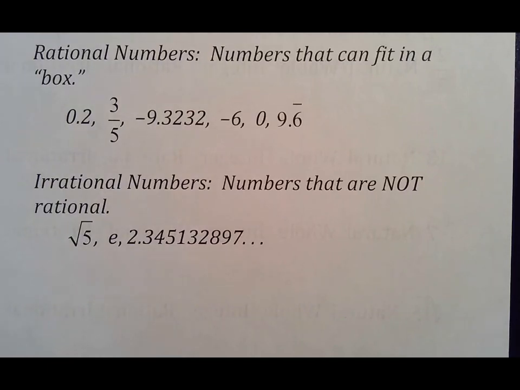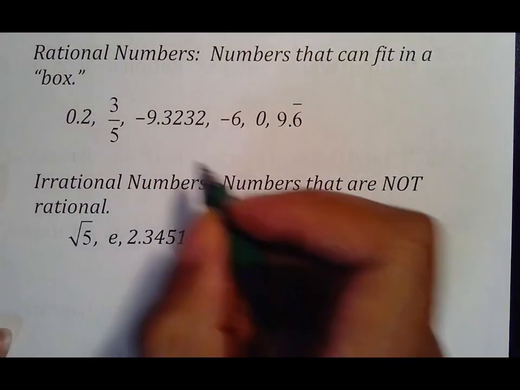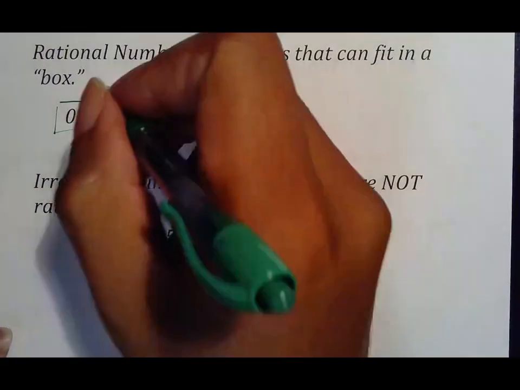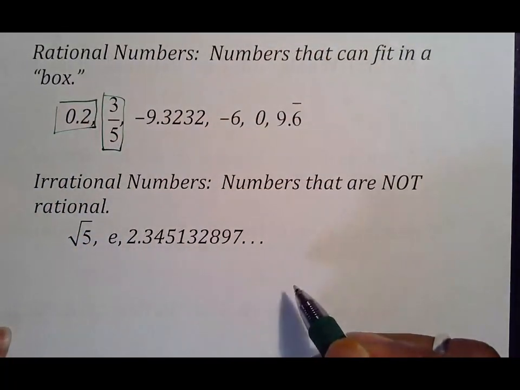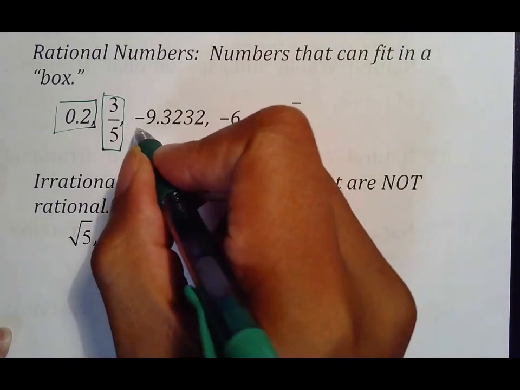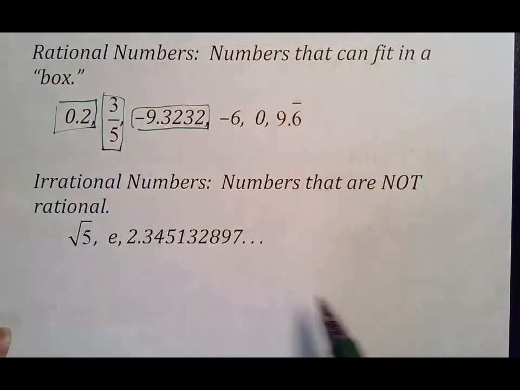Anything that's a decimal or a fraction, anything that's a decimal could typically be either rational or irrational. Rational numbers fit inside of what I call a box. So what I mean by that is 0.2 is rational because I can fit it here. 3/5 is rational because I can fit it here. Negative 9.3232, there's no dots, which means that number stops. Check it out, I can fit that into a box.